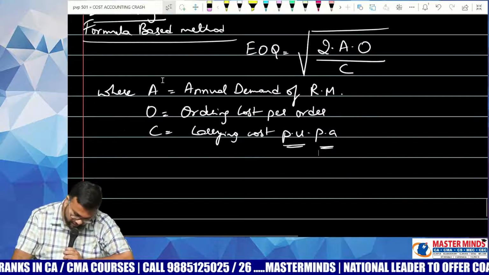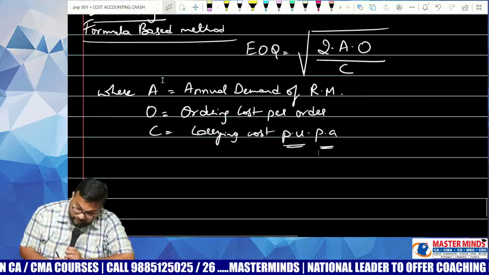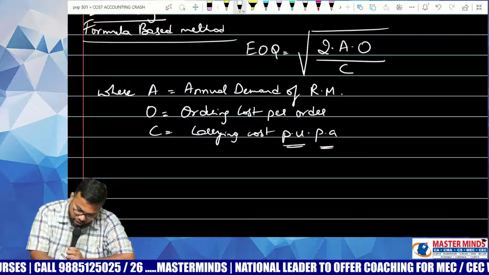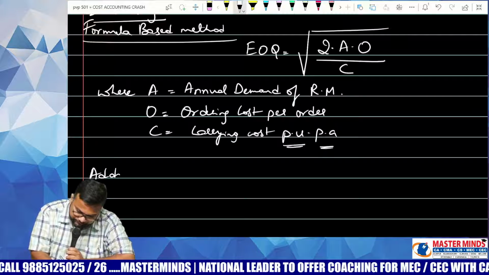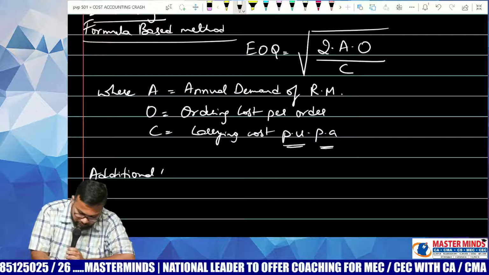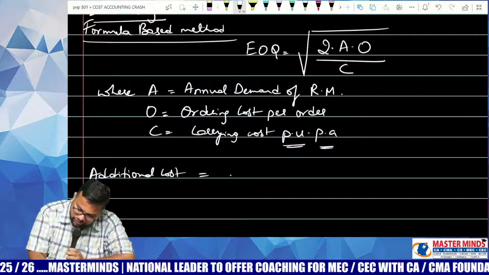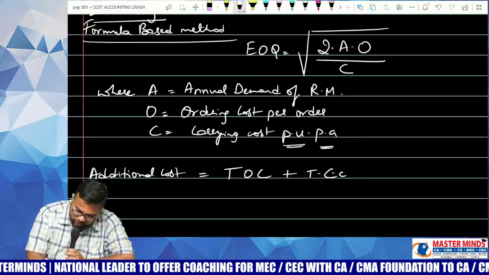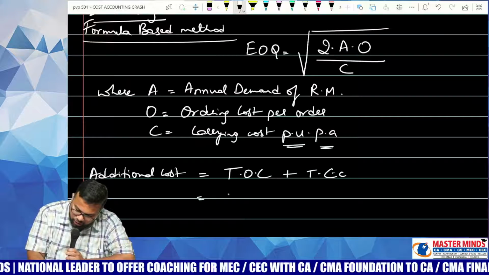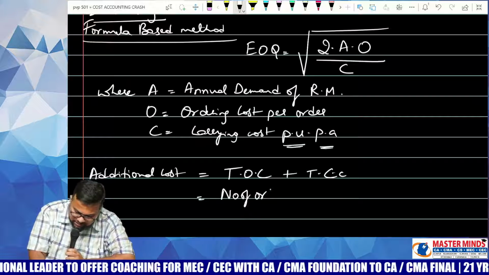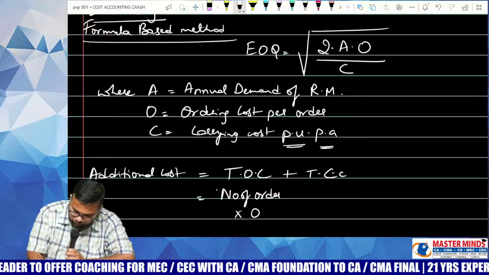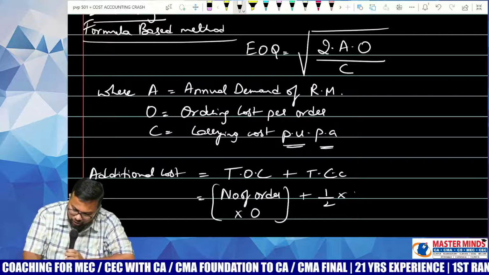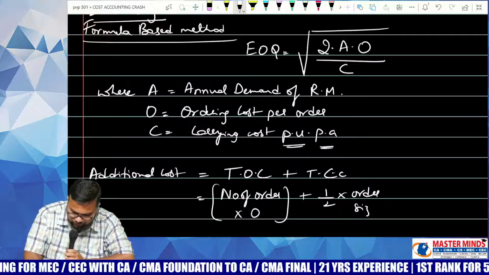Okay. Right. Under formula based method, we can use this formula in order to calculate additional cost. What is the formula for additional cost? Total ordering cost plus total carrying cost. So how to calculate total ordering cost? Number of orders into O. And how to calculate total carrying cost? Half into order size into C.